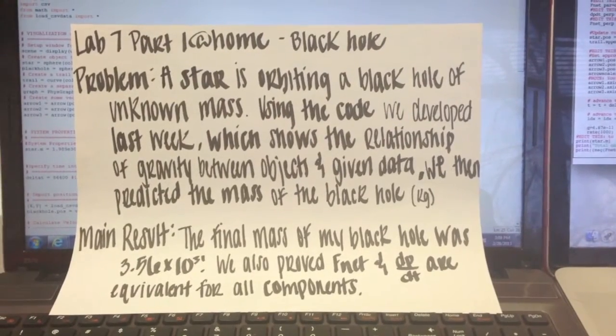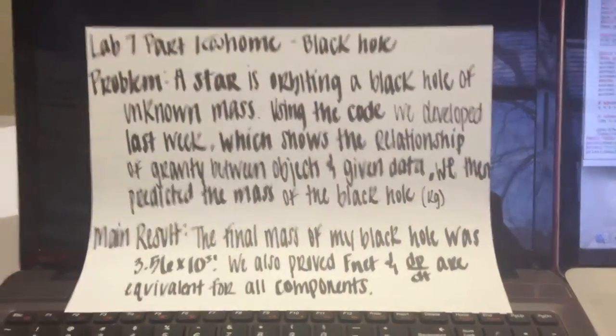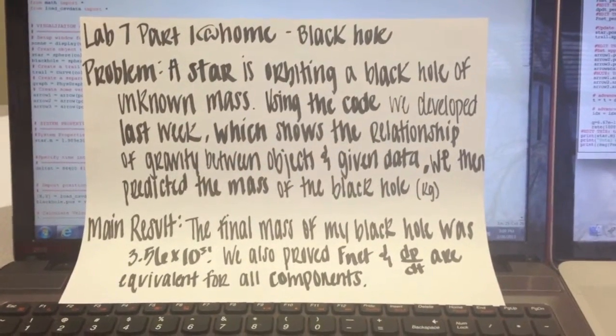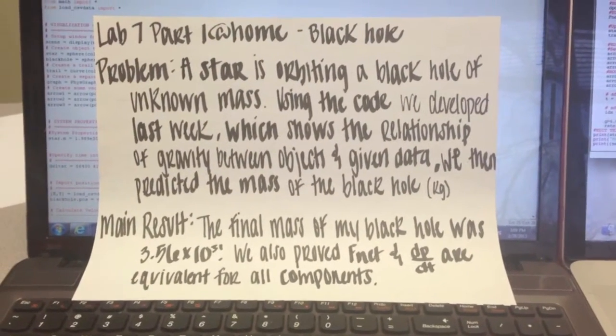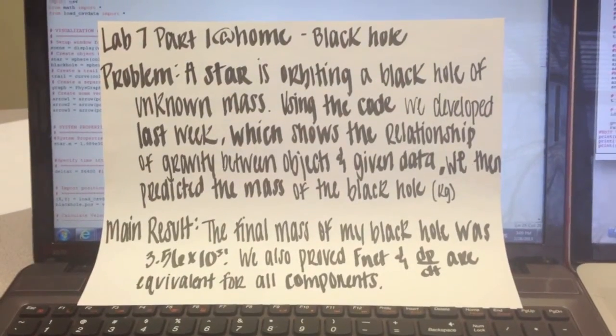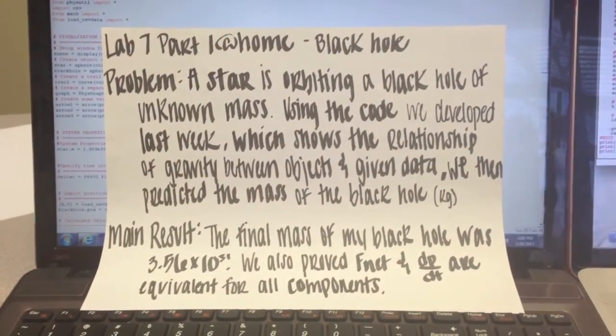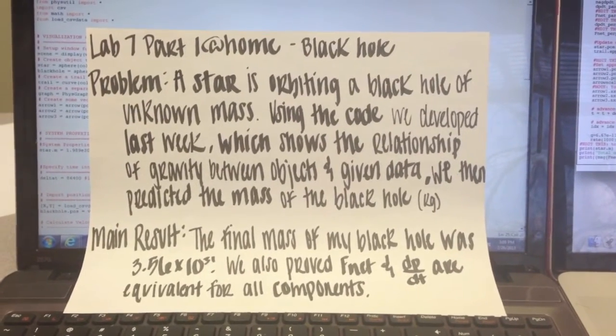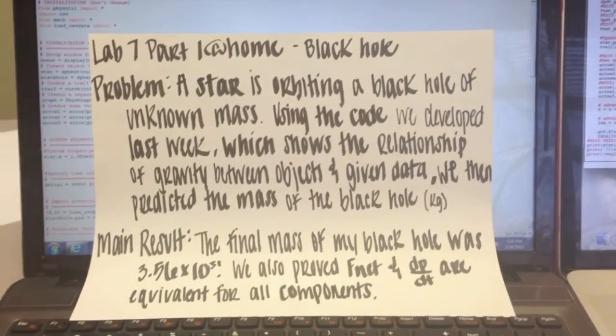We're also going to discuss the relationship between FNet and our change in momentum. Our main result of this lab was to find the mass of our black hole, which I found mine to be 3.56 times 10 to the 31st. And we also wanted to prove that FNet and our change in momentum are going to be equivalent for all the components.